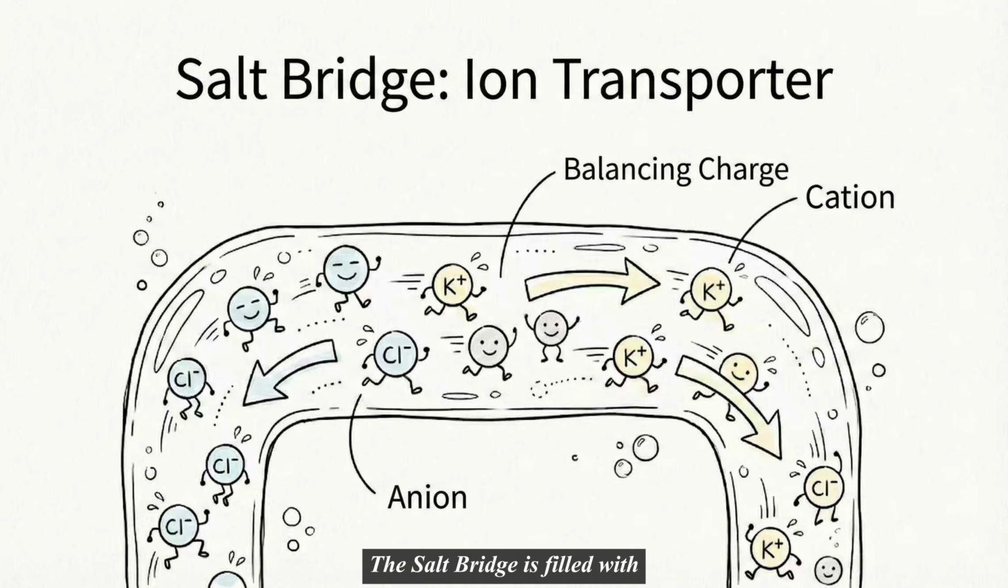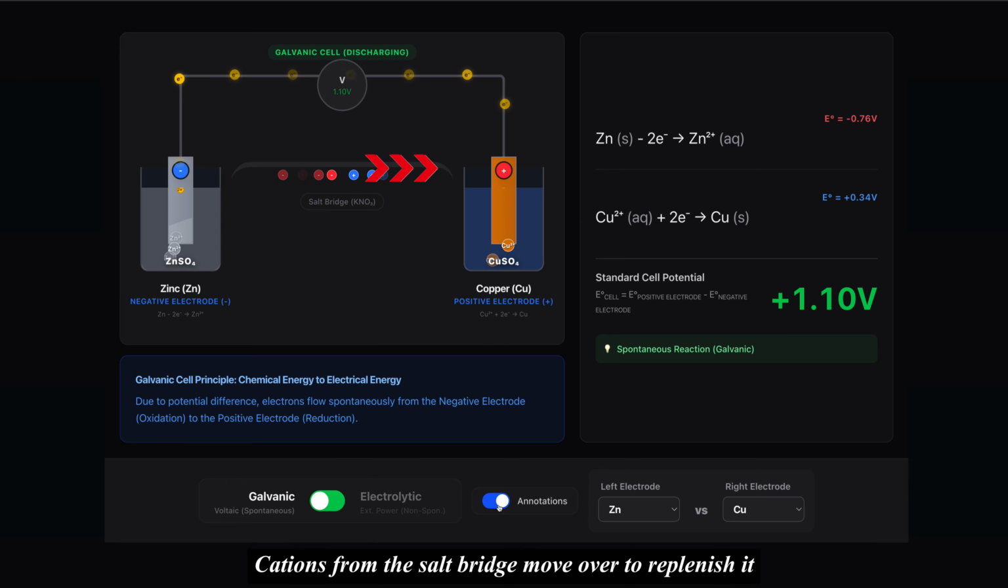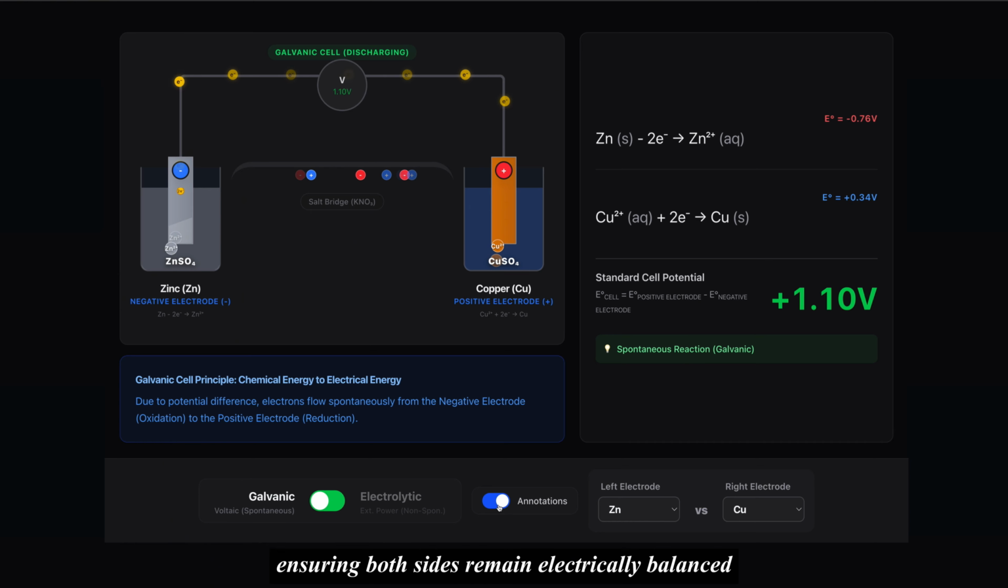The salt bridge is filled with a saturated ionic solution, usually KCl or KNO3. When the zinc side has too much positive charge, anions from the salt bridge move over to neutralize it. When the copper side lacks positive charge, cations from the salt bridge move over to replenish it. The salt bridge acts like an ion courier, ensuring both sides remain electrically balanced so the current can flow continuously.